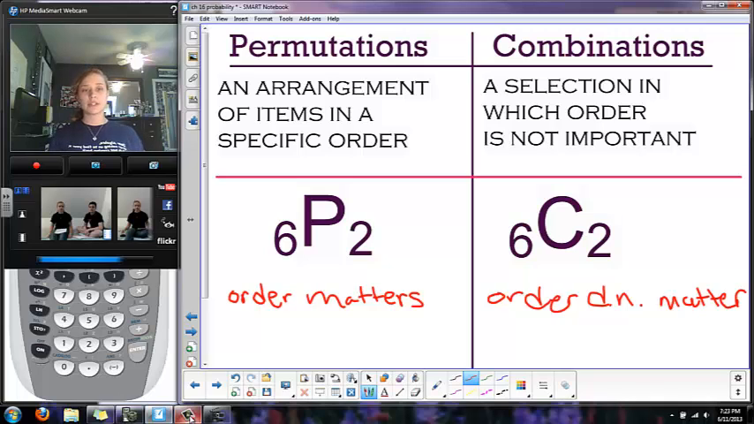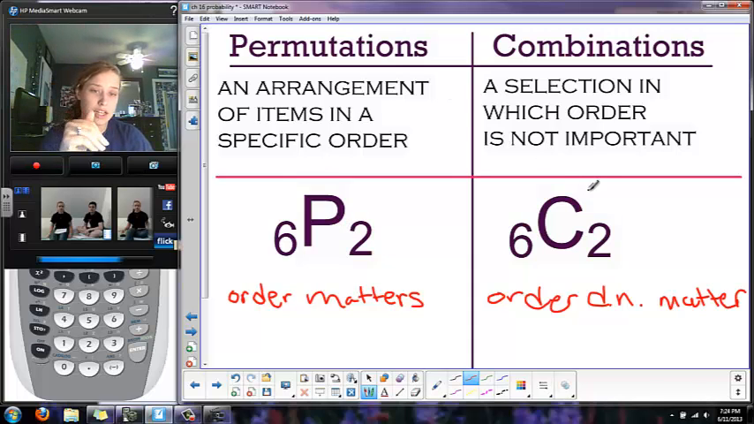So the difference between the two, and you're going to see problems like this, like say we had 10 different contestants and they were running a race. Well, clearly, whoever comes in first gets the first place prize versus whoever comes in second, third, fourth. So if you're running a race, order clearly matters. So we would do a total of 6 runners. How many different ways can we pick 2 winners? Order matters. The first person is more important than the second person.